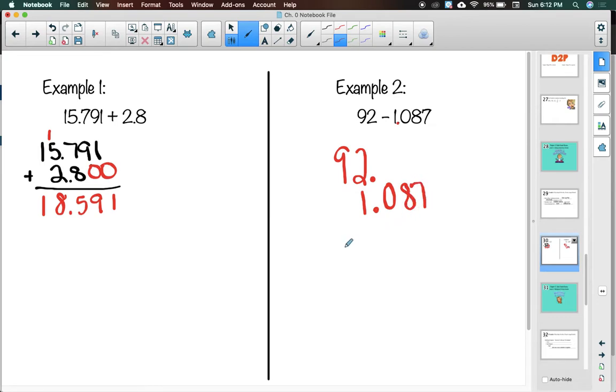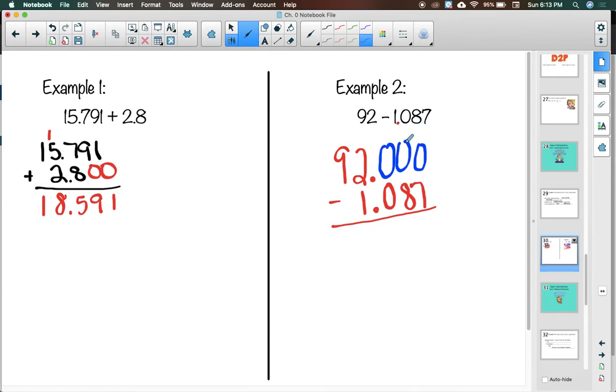Now, like I said, in addition, it's helpful to add those hidden zeros. In subtraction, it is mandatory. You have to add those hidden zeros, or else this problem is not going to work out very nicely. You probably won't get the right answer if you don't add the zeros. Okay, so now I have to go through place by place. 0 minus 7, I can't do that. I can't take 7 away from nothing.